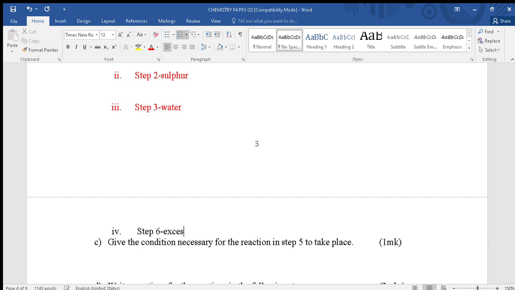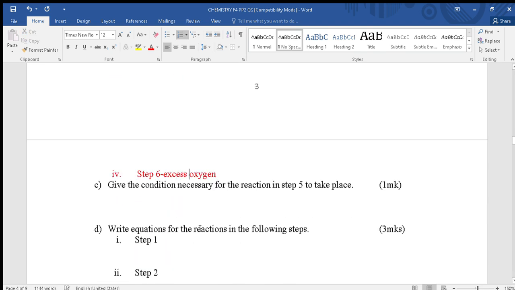Excess oxygen. So there you need excess oxygen. That is important, so I will also highlight this. Just going to highlight this in a red color also. So there you need excess oxygen.